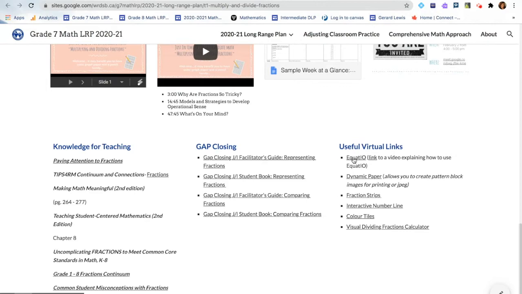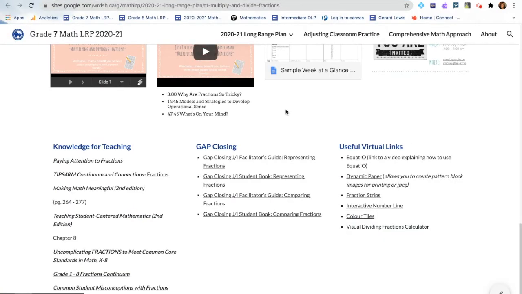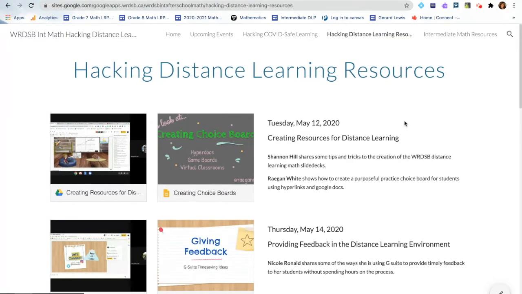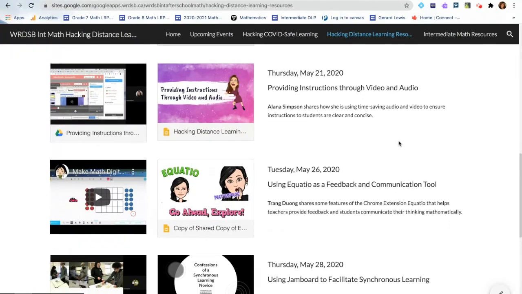The first tool is called Equatio, which is board approved and an excellent tool for students to demonstrate their mathematical thinking visually. If you have never used Equatio, click on this link to go to a WRDSB webpage that contains lots of great advice from intermediate math teachers, and specifically a 20-minute video by Trang Duan on how she uses Equatio in her virtual math classroom.